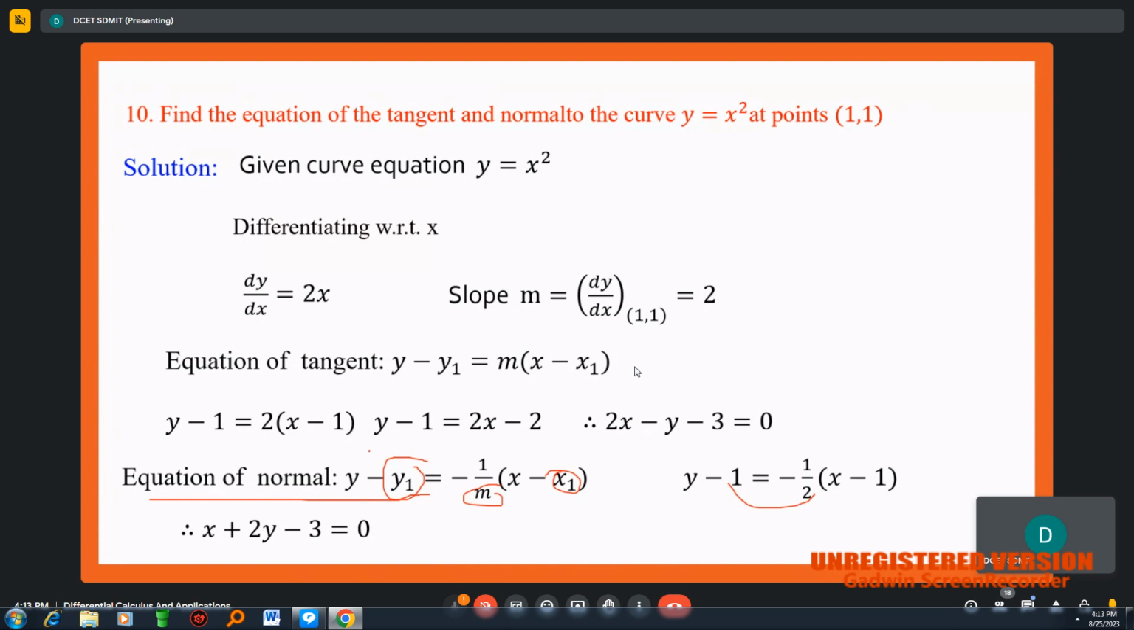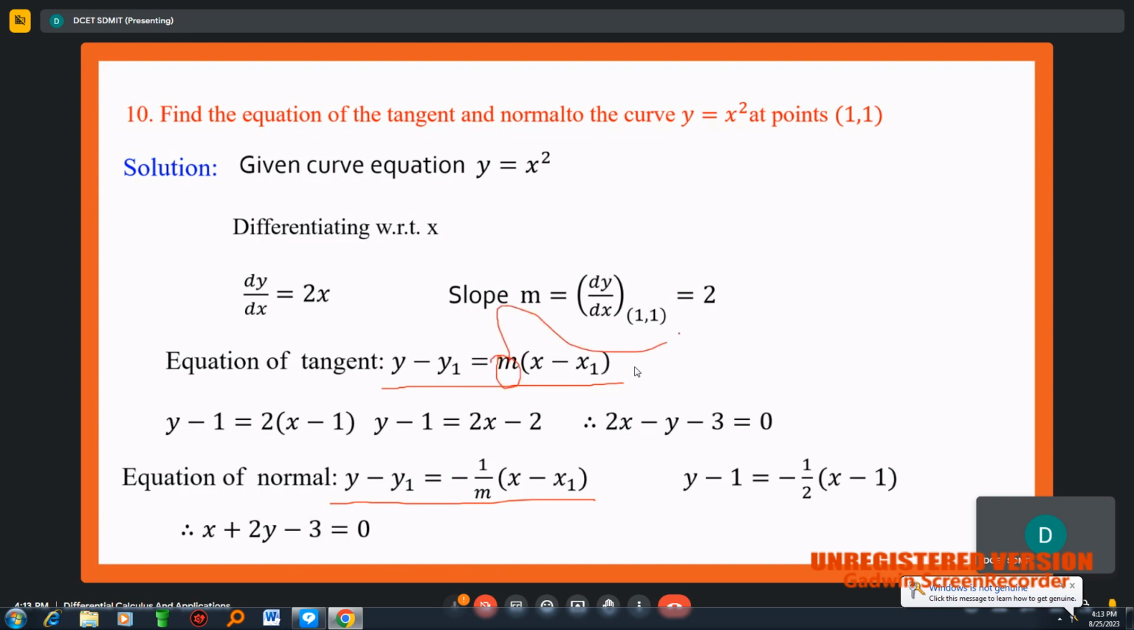Okay, clear? How to find the normal and tangent? For the tangent, what do we consider? y minus y1 is equal to m into x minus x1. The equation of the normal is y minus y1 equal to minus 1 by m into x minus x1. What is the m here? m is the slope. Slope means what? The derivative dy by dx at the point (1, 1) is the slope here.